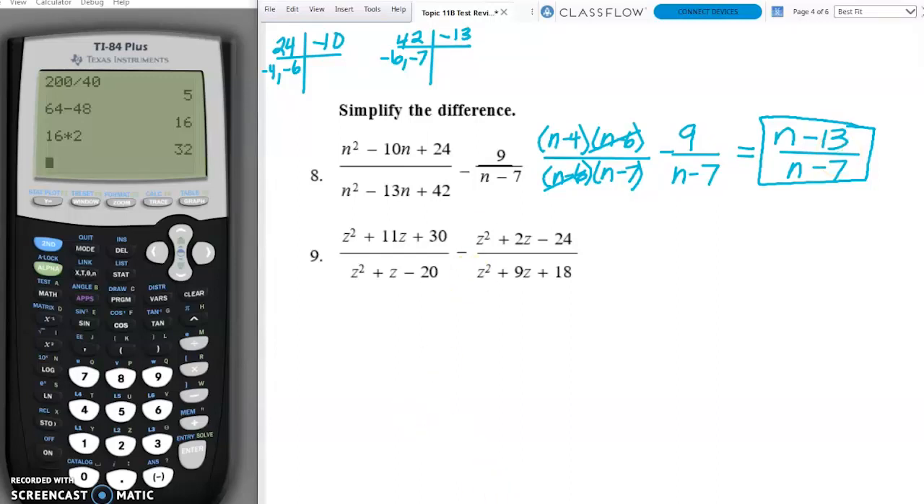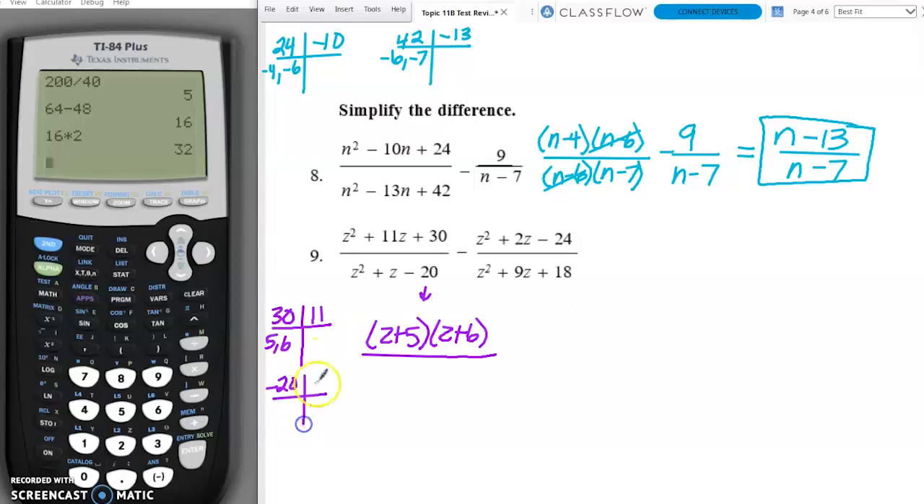Looking at number 9, this is closer to what we saw in number 7, so a little more factoring to do, but that's okay. I'll start by factoring this first numerator. I'm going to factor 30, looking for a sum of 11. That's going to be 5 and 6. So I'll rewrite it down here. We're going to have z plus 5 and z plus 6 over, we're factoring negative 20 this time. We're looking for a sum of 1.